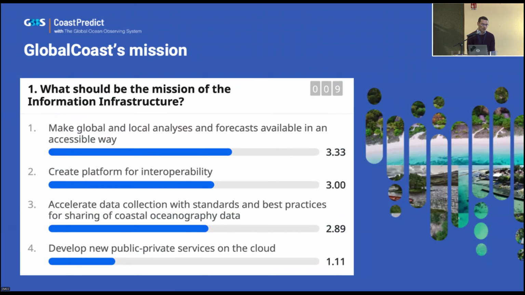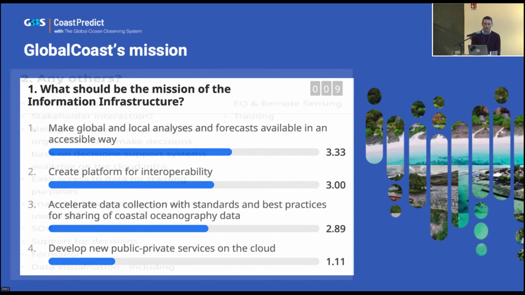One of the first questions was about the mission of the infrastructure. These were a few missions that were identified, and we asked the audience to rank them according to their point of view. So they're kind of balanced, at least the first three: having a global and local analysis and forecast in an accessible way, having an interoperable platform, and accelerating the collection of data by using standards and the best practices.